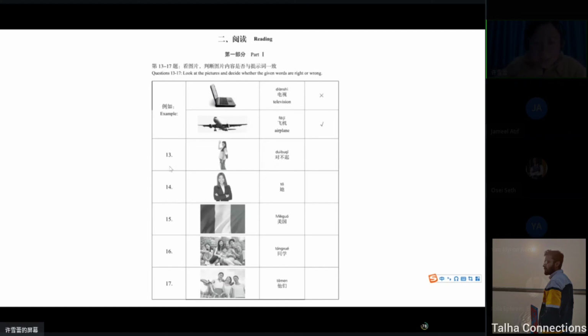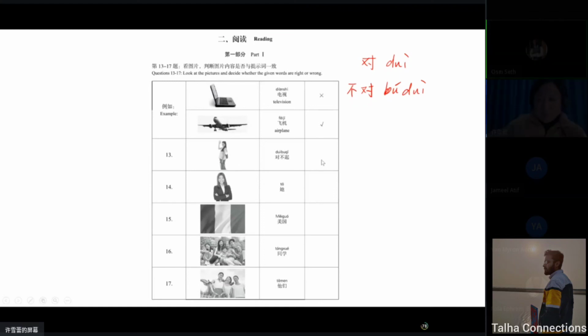Now look at the exercise on the screen. Do they match? Yeah. Now, if you find it is correct, you text 对. And if you find it does not match, 不对. Okay, now let's do it. 13. Okay. 13, the word is 对不起. If the picture shows 对不起, 对 or 不对? 不对. Very good. 不对.